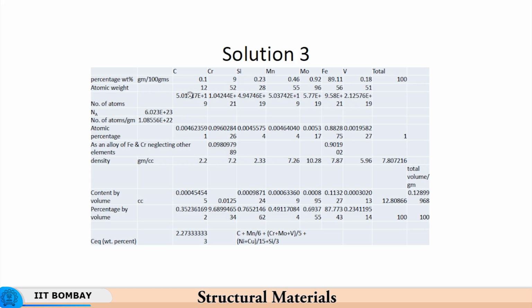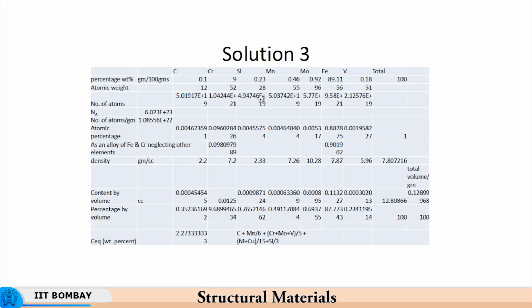you have Avogadro number of atoms in 12 grams. So, in 0.1 gram you would have 5.019 into 10 to the power 19 number of atoms, right. So, you have corresponding value in chromium. For 52 grams you have Avogadro number of chromium atoms. So, in 9 grams you will have a proportional number of chromium atoms, right. That turns out to be 1.042 into 10 to the power 21.